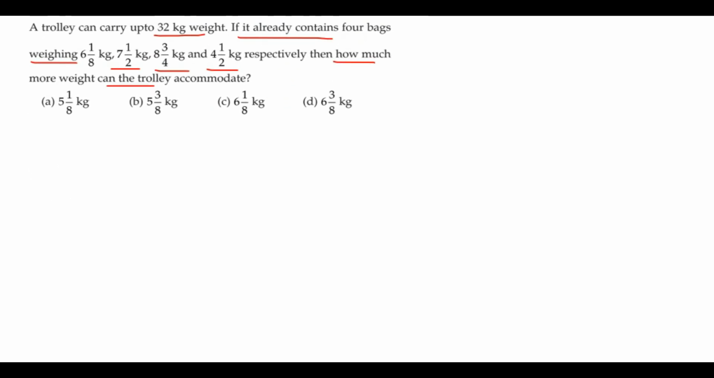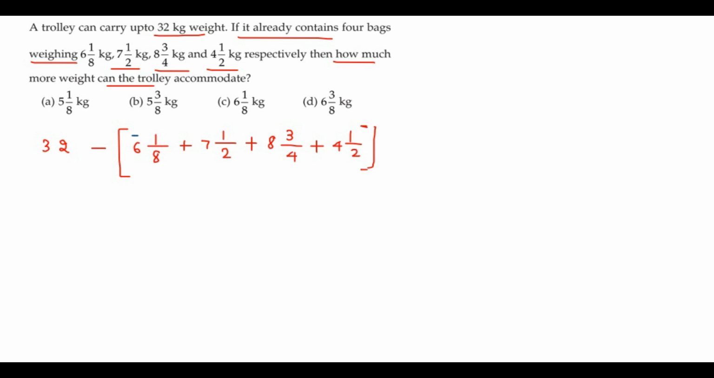For this, we will subtract from the total weight 32 kg the sum of these 4 weights, which is 6 whole 1 upon 8 plus 7 whole 1 upon 2 plus 8 whole 3 upon 4 plus 4 whole 1 upon 2. Now friends, remember, when we are adding, always go by the approach of adding the whole numbers separately and adding the fractions separately. It will make your question slightly easier in terms of calculation.